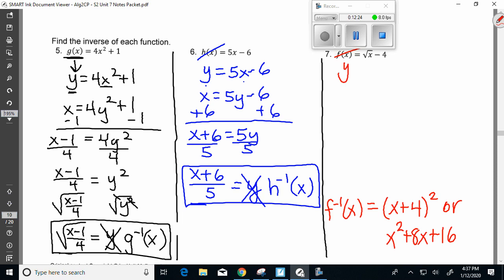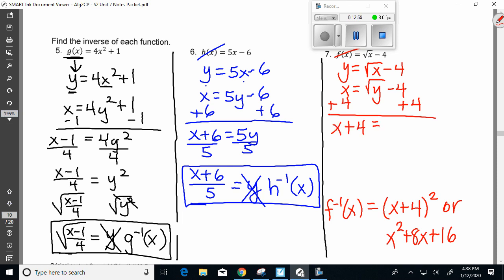Replace f of x with y, and then switch the variables. Here's one important thing to keep in mind. That square root is over the y variable. It's not over the 4, it's just over the y. So keep that in mind as you now start solving. To get y by itself, add 4 to both sides. So that's x plus 4 equals the square root of y.